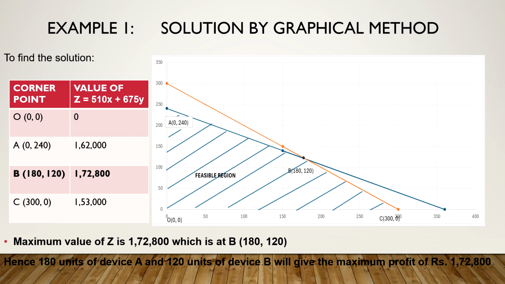Similarly for B, put x as 180, y as 120. So you will get 510 into 180 plus 675 into 120, which is 172800. From all these four corner points, point B gives you the optimum. Over here you need to find the maximum value, and point B gives you the maximum value. So our answer is: if 180 units of device A and 120 units of device B are manufactured, then the company will get the maximum profit, which is 172800.